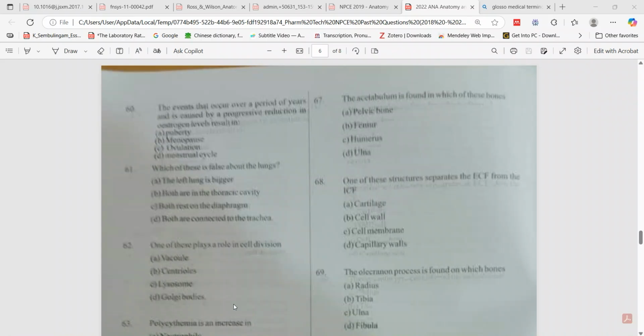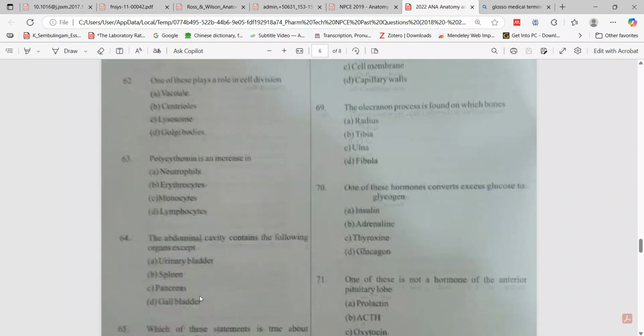Which of these plays a role in cell division? Centrioles. Centrioles, yes.